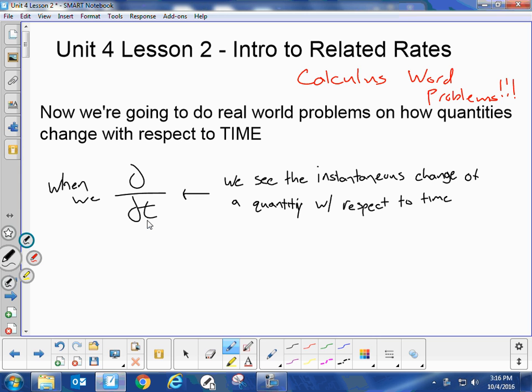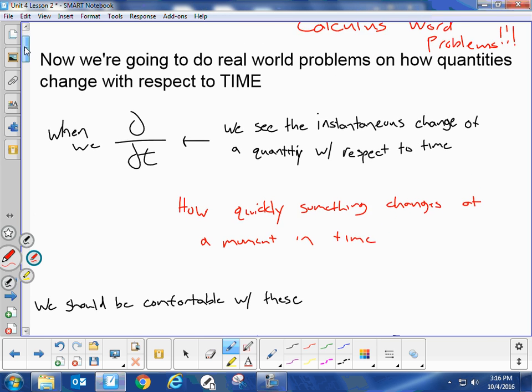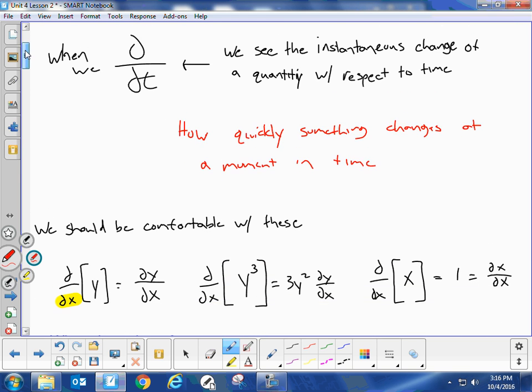It will help us find the instantaneous change of whatever we're finding the derivative of with respect to time. So how quickly is something changing at a specific moment in time? Okay? We're used to taking derivatives with respect to x, so we should be comfortable with these.